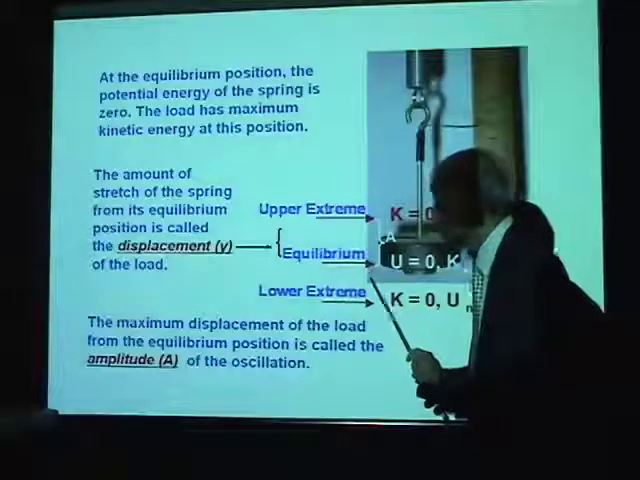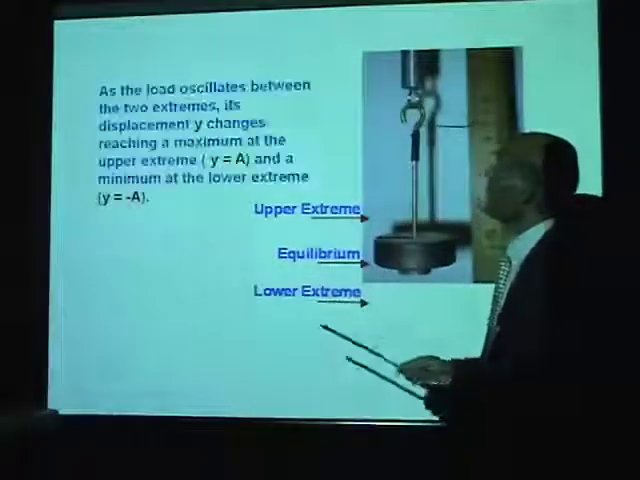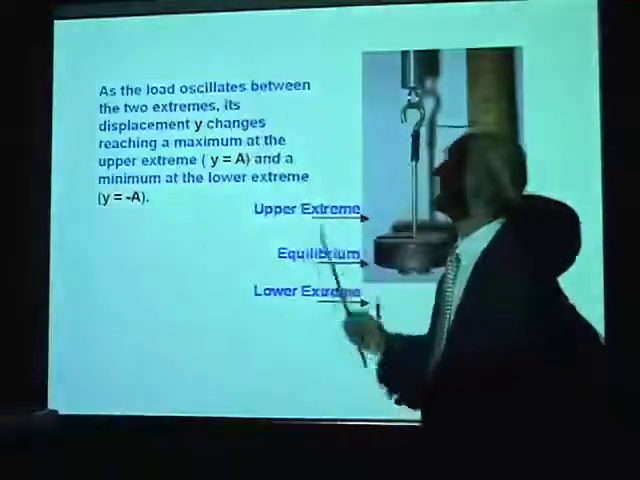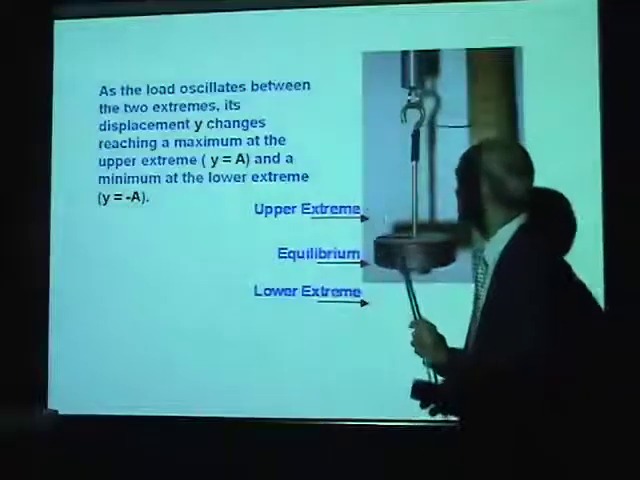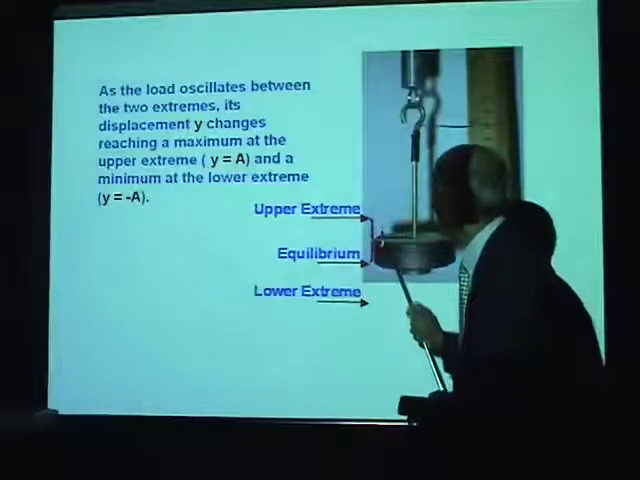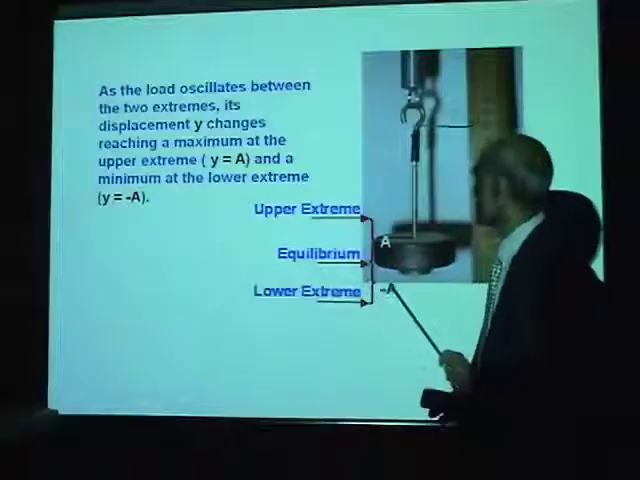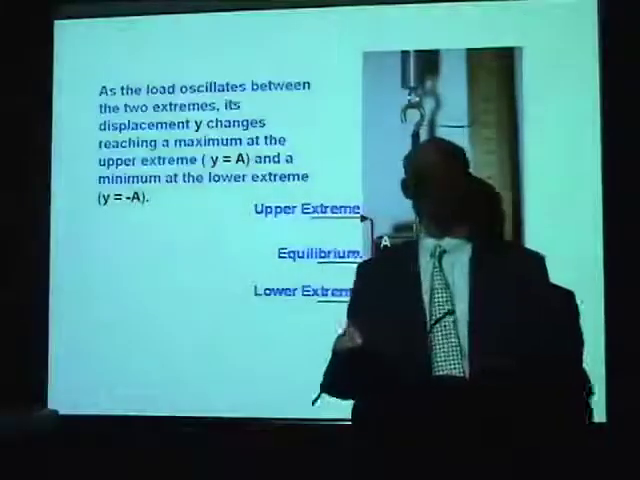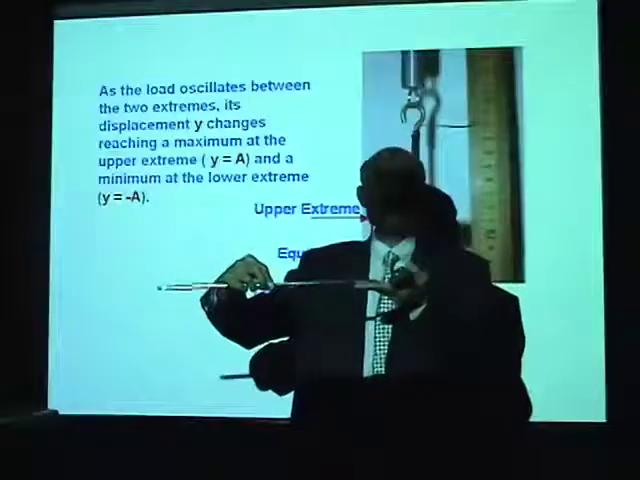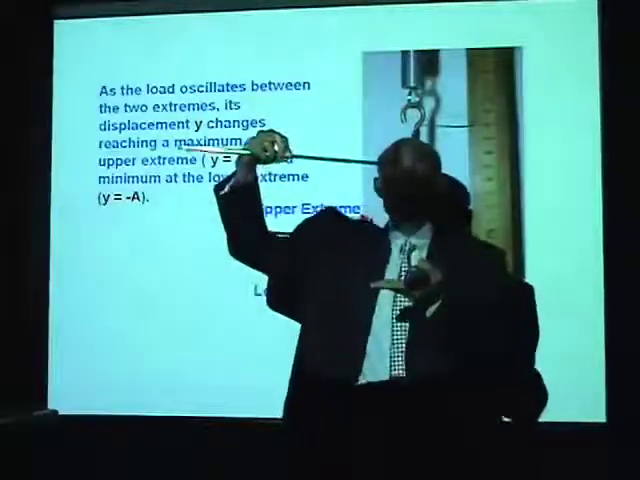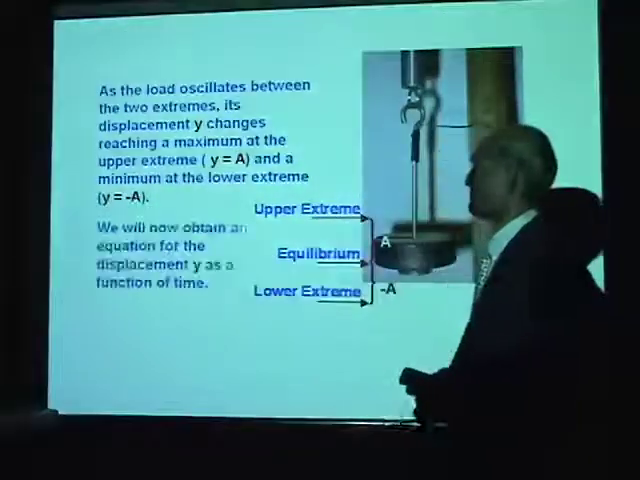It increases to A, then it will decrease to 0. It will then decrease to a lower extreme. I'm going to call it negative A as I go on. So as the load oscillates between two extremes, its displacement y changes, reaching a maximum value A at the upper extreme and a minimum value negative A at the lower extreme. That means the value of y will oscillate between negative A at the lower extreme and positive A at the upper extreme, and that will continue.